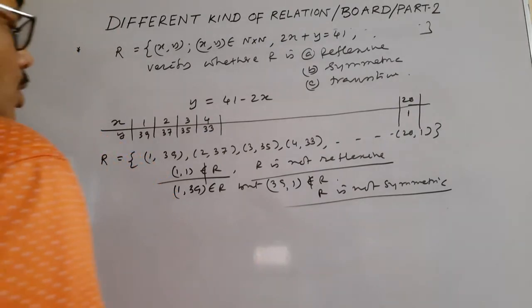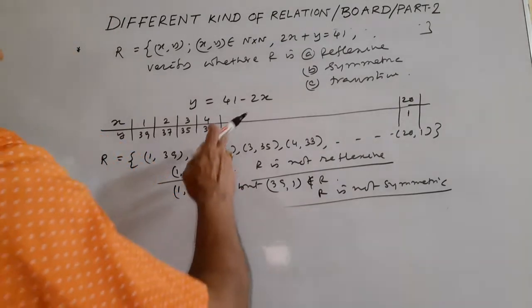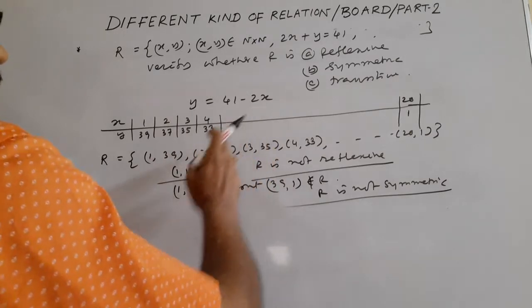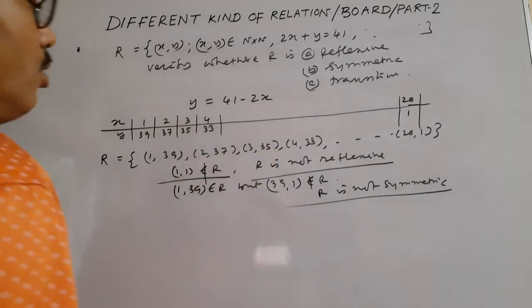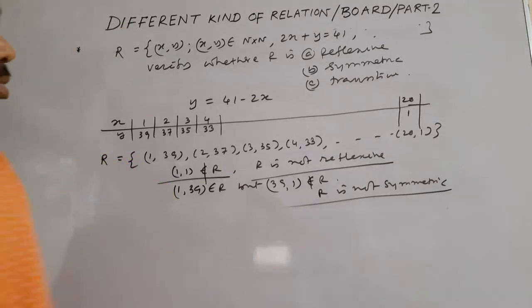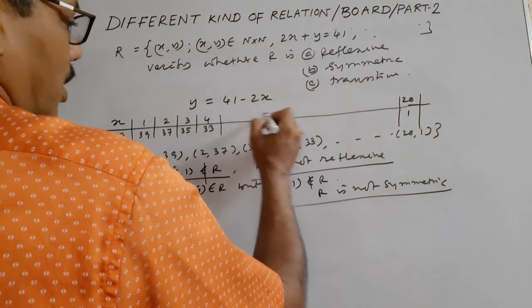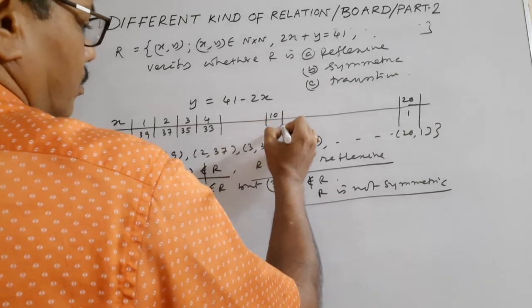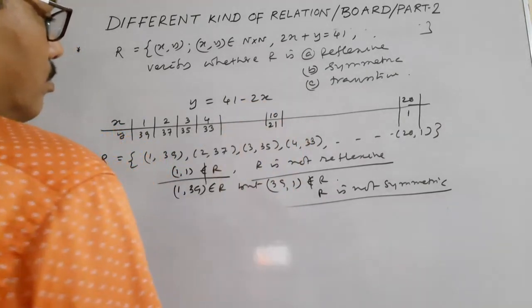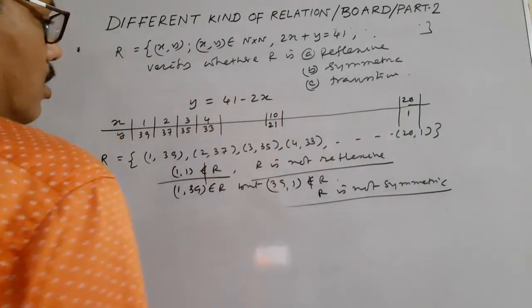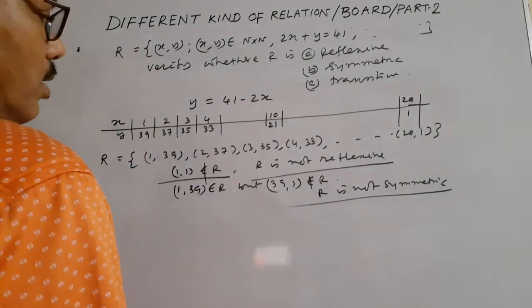Then we have to take ordered pairs where the second element of the first pair is the first element of the second pair. So look, if we take (10, 21).